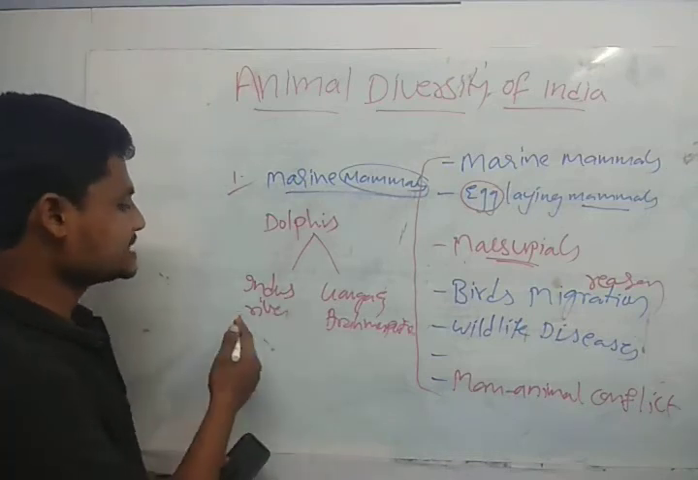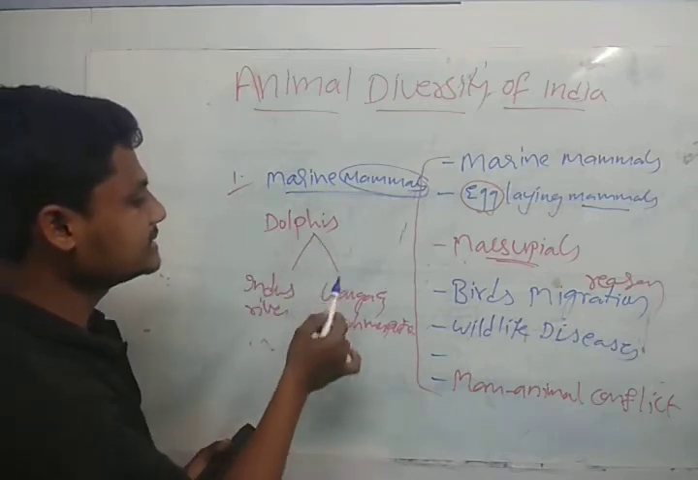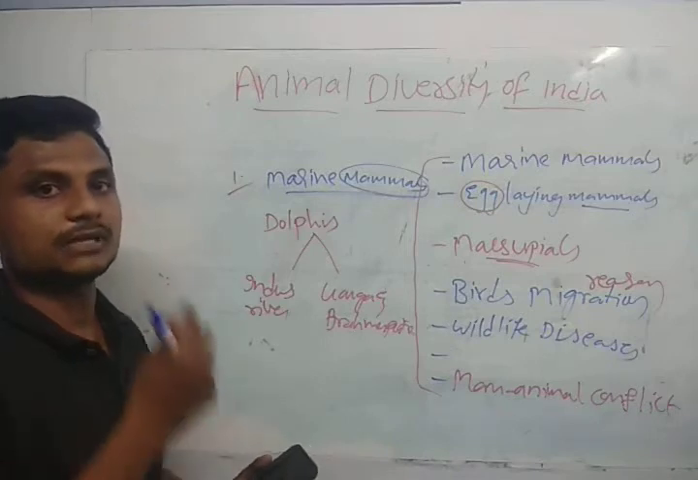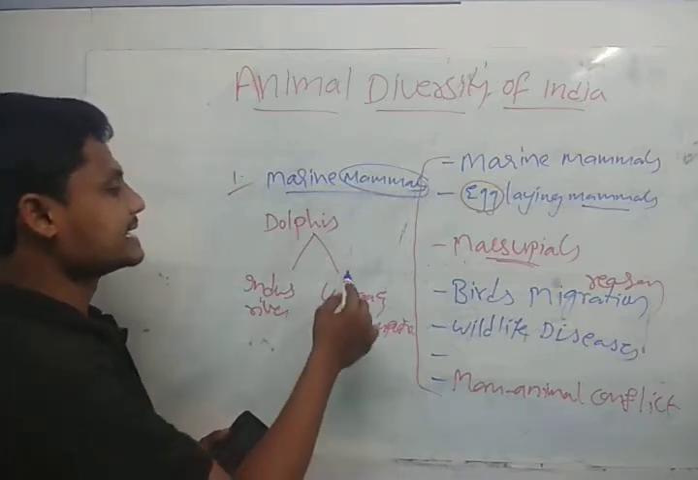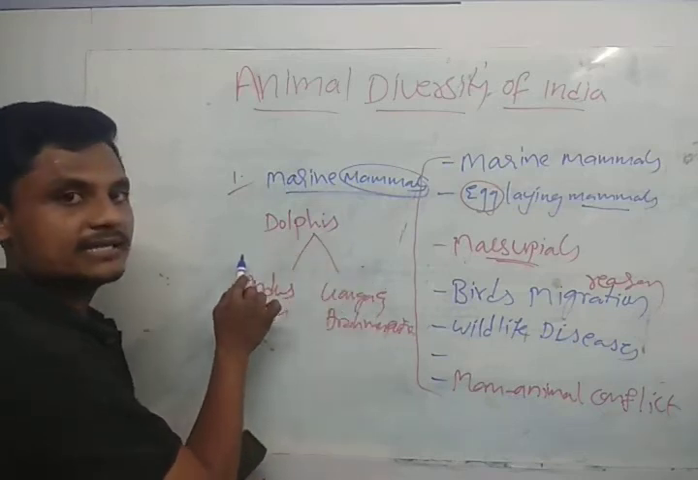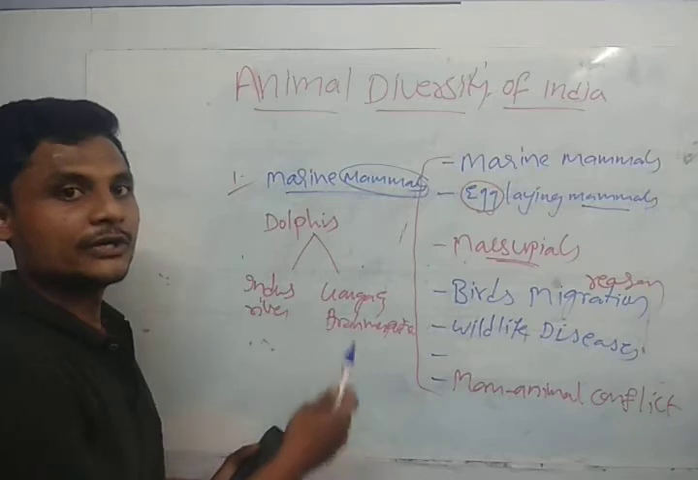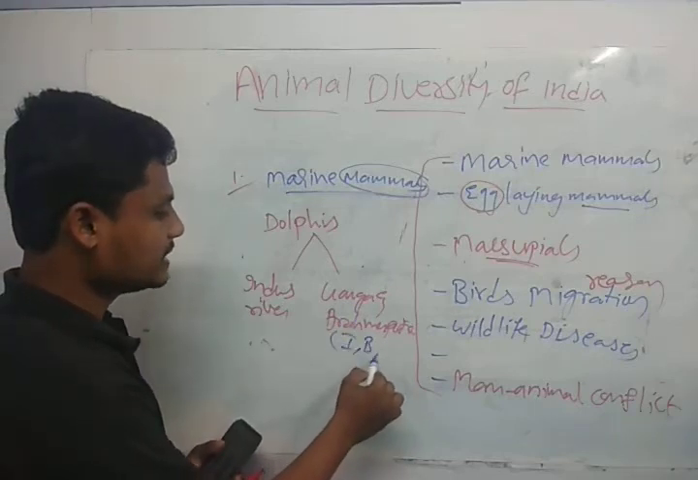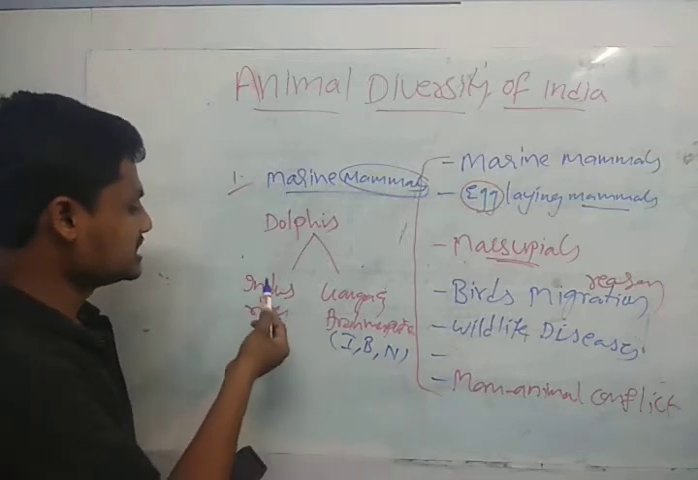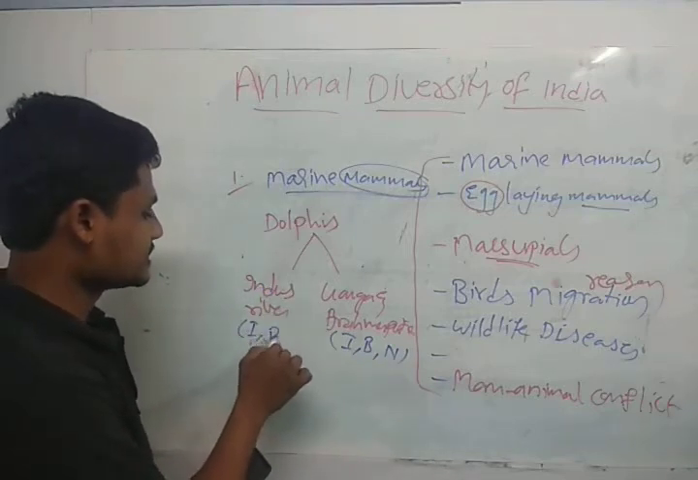So the Ganga and the Brahmaputra rivers and their tributaries. If you see the Indus, we have the Indus dolphin, and the Ganga and the Brahmaputra have the Gangetic dolphins, guys. We call it the Gangetic dolphin and we call it the Indus dolphin. The Gangetic dolphins are present in India, Bangladesh and Nepal, whereas the Indus river dolphins are present in India and Pakistan.